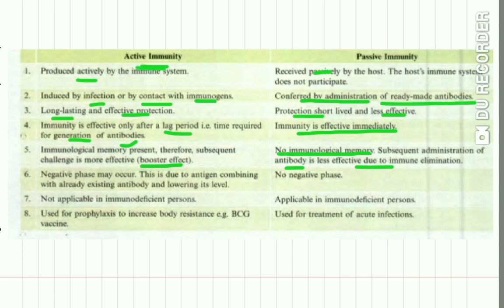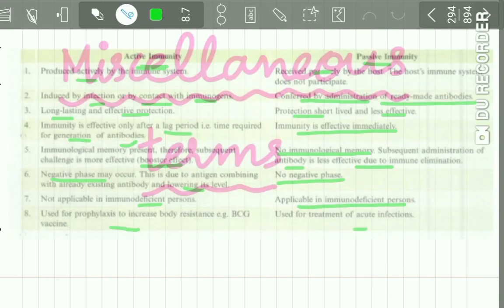Now, in active immunity, the negative phase may occur. This is due to antigen combining with already existing antibody and lowering its effect, while in passive immunity, there is no negative phase. This active immunity is not applicable in immunodeficient persons, while passive immunity is applicable to immunodeficient persons. Active immunity is used for prophylaxis to increase body resistance, for example the BCG vaccine, while the passive immunity is used for treatment of acute infections.